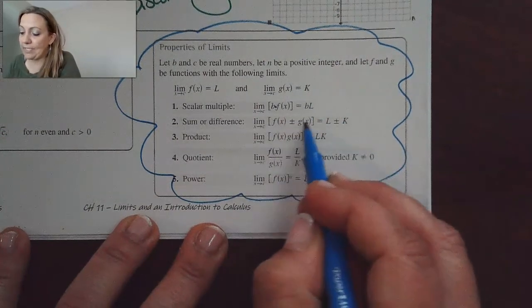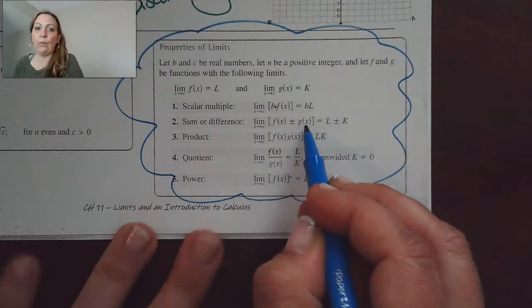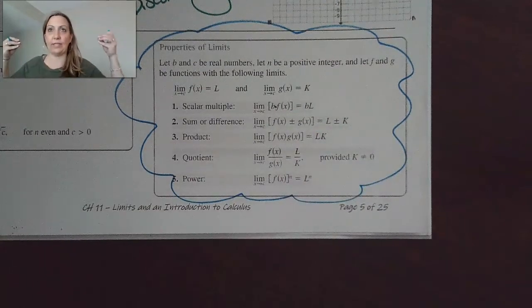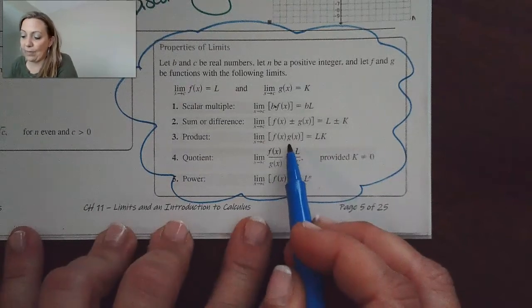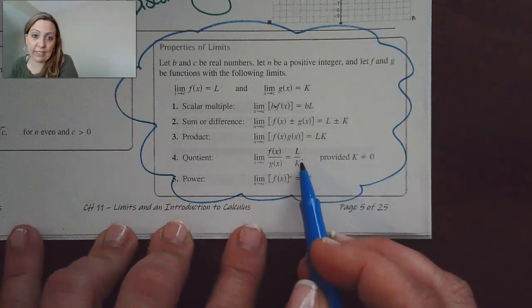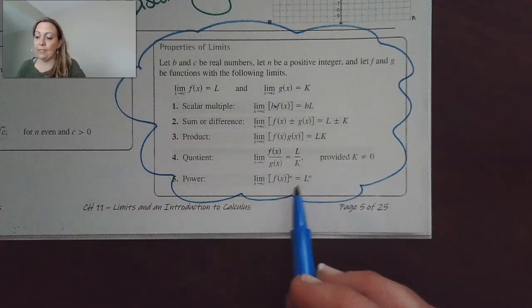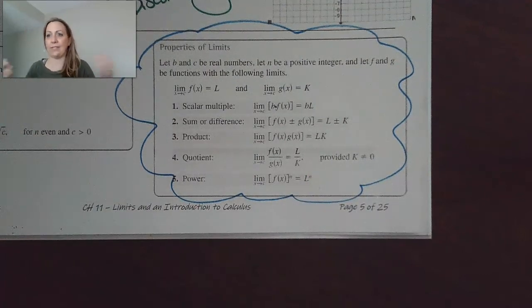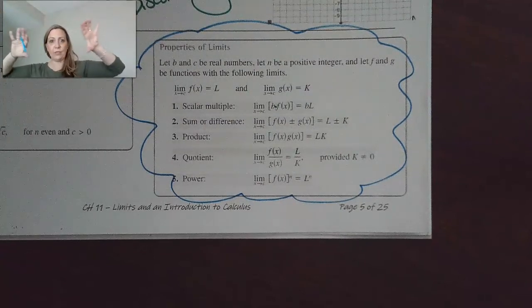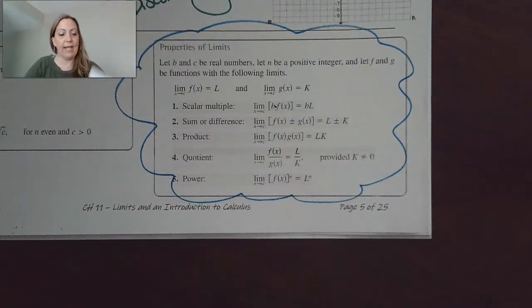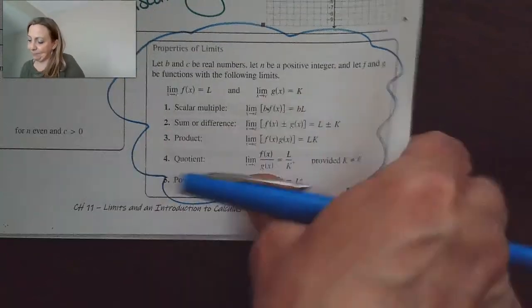If we have the sum or difference of two different functions, we can then take the sum or difference of the actual limits instead of adding or subtracting the functions together and then taking the limit. The same is true with the product and the quotient and a power. So those are nice properties of limits. So instead of doing the operations on the functions themselves, we can use the individual limits to help us out with that as well. And we'll practice that a little bit in these next examples.